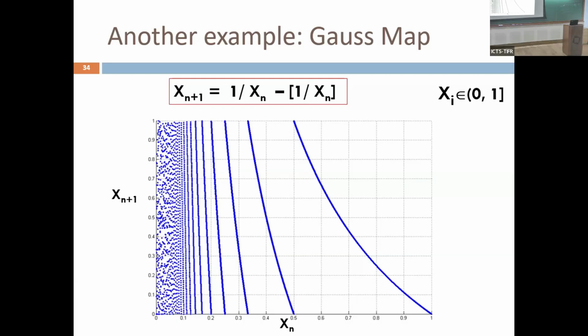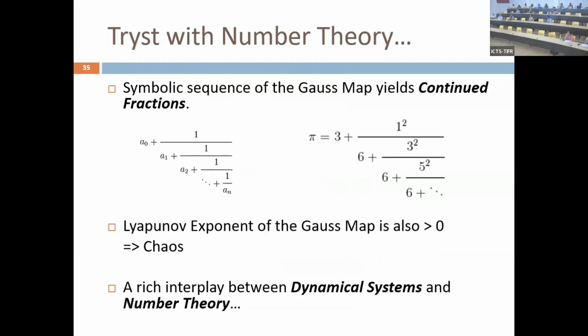Can you guess what this will be? Because now you know the trick, right? Like all these maps, there is a connection to number theory. You have decimal expansions, binary expansions, ternary expansions. What will this kind of expansion be? If you take an initial value here, iterate it, and just record the symbolic sequence, what will I get? Any guesses? Yeah, it's a very interesting thing. You'll get continued fractions.